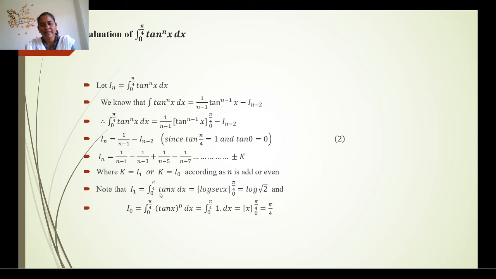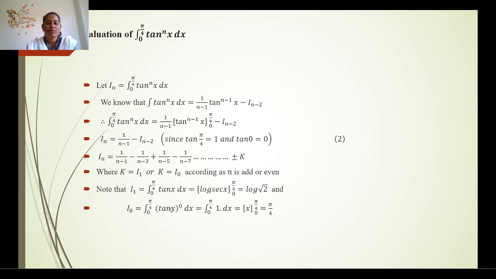To find I1, the integral of tan x is log of secant x with the limit 0 to pi by 4. Then apply the upper limit, log of secant pi by 4. Secant pi by 4 is root 2. Then we get log root 2 minus log of secant 0. What is the value of secant 0? We get 1, but log 1 is 0. Finally we get the answer log of root 2. Now find out I naught also.